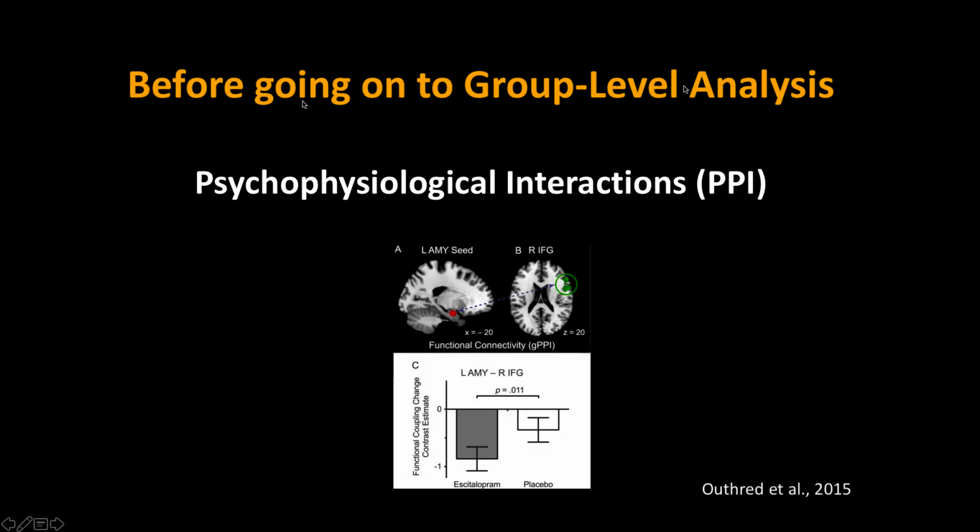This is an example from just a paper I found. If you have something like two conditions and you're looking at the functional coupling or, say, correlation between two regions, in this case amygdala and IFG during some kind of cognitive control task during an emotional stimuli presentation, does the correlation between those two tend to change based on what condition you're in?